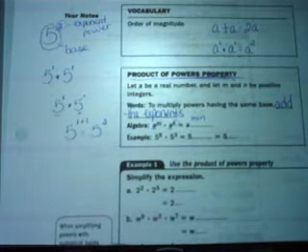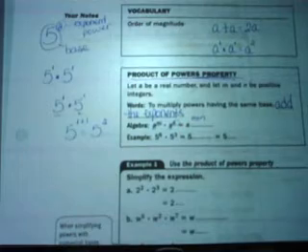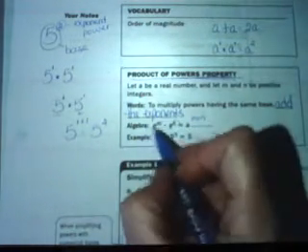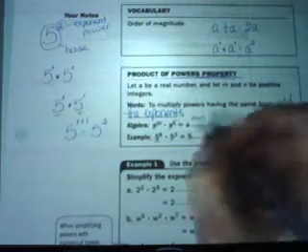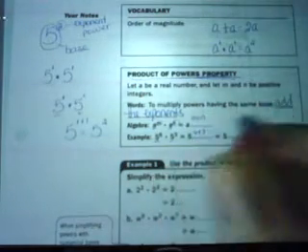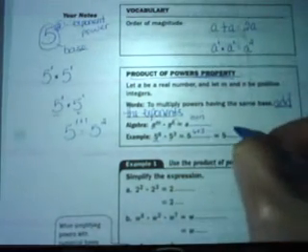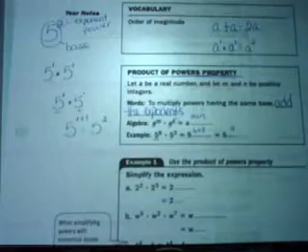Right, there you have 5 to the 6th power times 5 cubed. I can see that I'm multiplying like bases. So that's going to become 5 to the 6 plus 3, which gives me 5 to the 9. Okay, let's try a few examples.